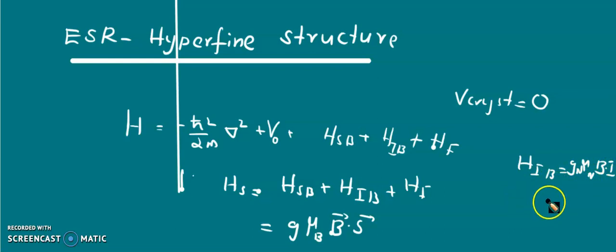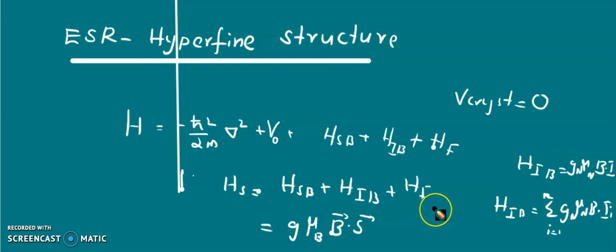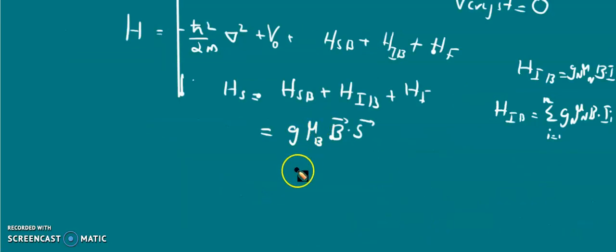If there are more than one nucleus in the crystal or the material, then HIB is equal to the sum over i of Gn mu n B dot Ii. If there are two nuclei, then i goes from 1 to 2. If there are n nuclei, then i goes from 1 to n. So, the effect of I1, I2, I3, etc., In will be there. So, we have to use the summation symbol here. So, summation over i of Gn mu n B dot Ii.